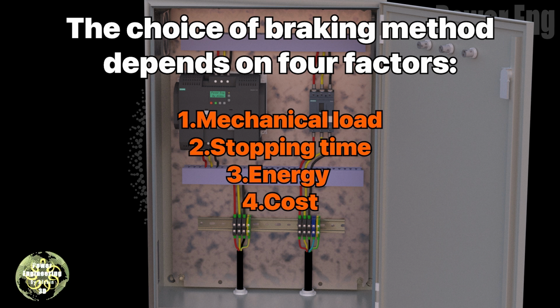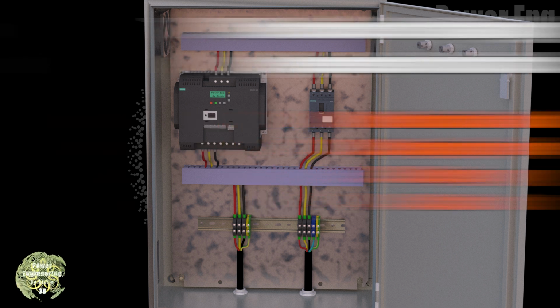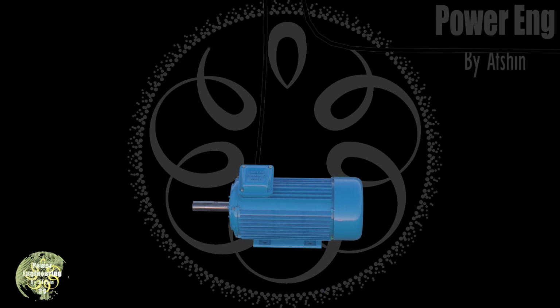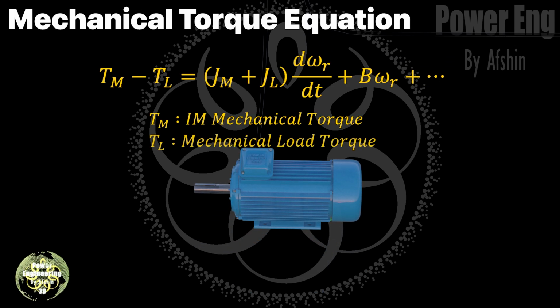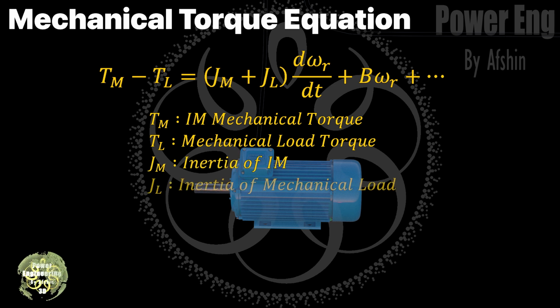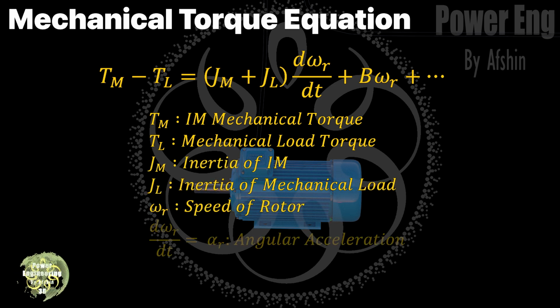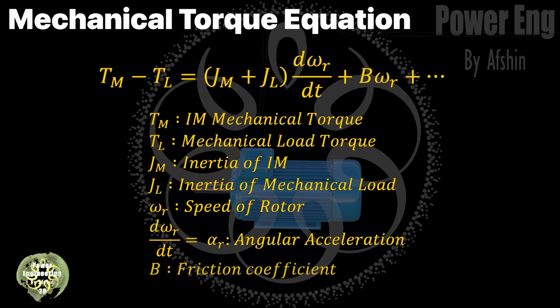The choice of braking method depends on 4 factors. 1. Mechanical load. 2. Stopping time. 3. Energy requirements. 4. Cost. Before we dive into the braking methods, let's first look at the mechanical torque equation between the motor and the load. In the image, you can see the motor output torque, load torque, system inertia, and angular acceleration.